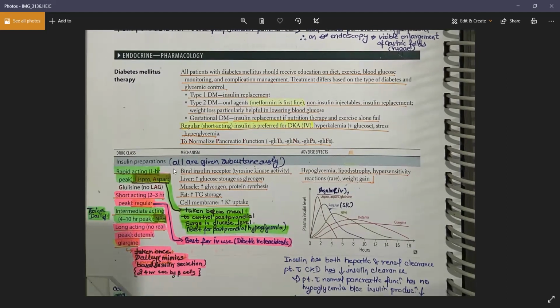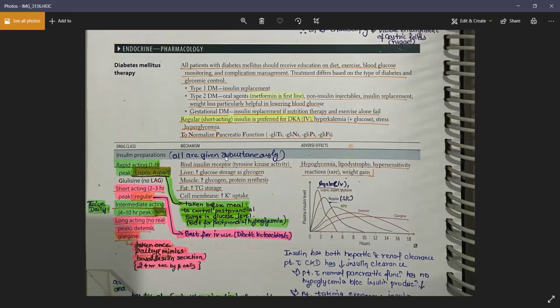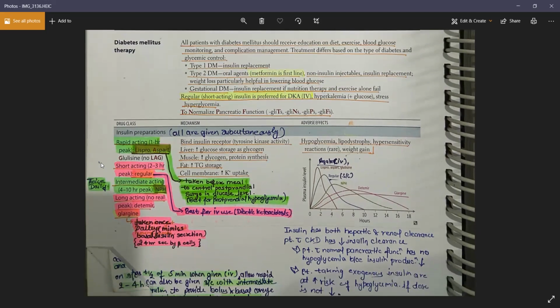Okay, now let's discuss the insulin preparations. All of the insulin preparations are given subcutaneously. First thing, then you need to remember the time of acting of these agents.